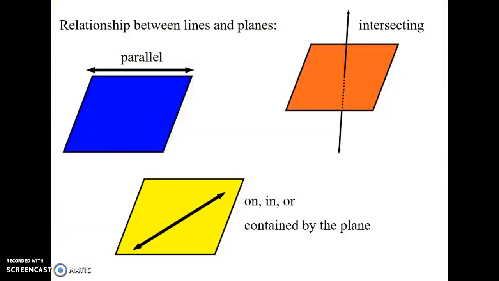The relationship between lines and planes. Lines can be parallel to planes, lines can intersect planes, or, and all of these words mean the same thing, a line can lie on a plane, be in the plane, or be contained by the plane, and they all mean the same thing.